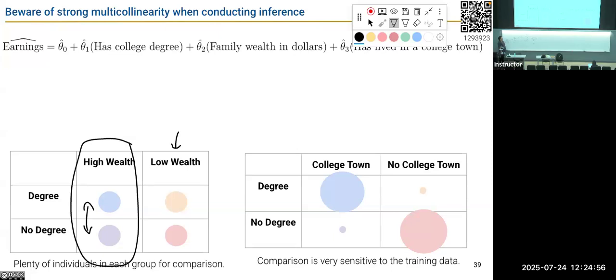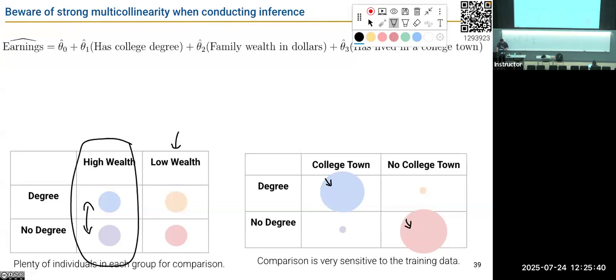But think about how having a college degree relates to having lived in a college town. Most people probably will fall into these two categories. If you have a college degree, chances are you most likely have lived in a college town, meaning a town with a college in it. So it's very unlikely that you have a college degree and you haven't lived in a college town. Most likely you did online college or something. Or if you have no college degree, chances are you have not lived in a college town. You could have just grown up in Berkeley, but that's a very small part of the population.